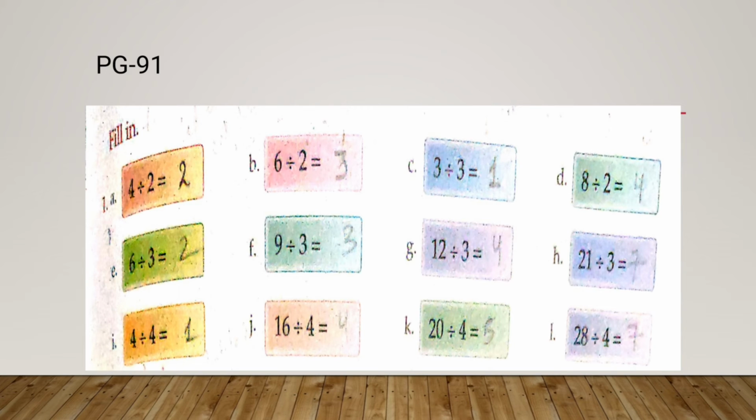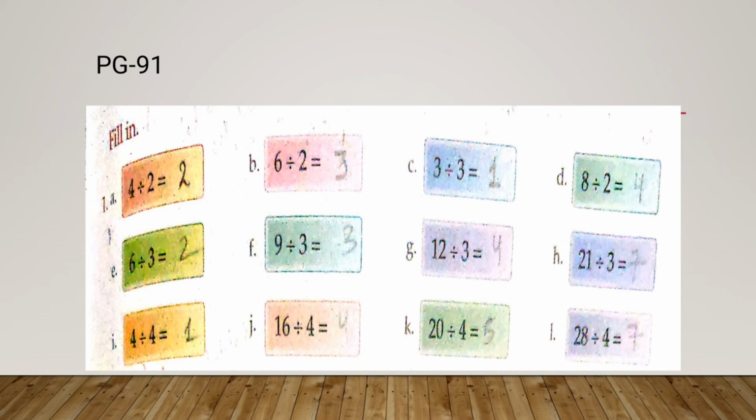Now next part, 4 divided by 4. So children, you will get answer as 1. Now J part, 16 divided by 4. So read the table of 4 until you get 16. So children, 4 4s are 16. So 4 will be your answer.